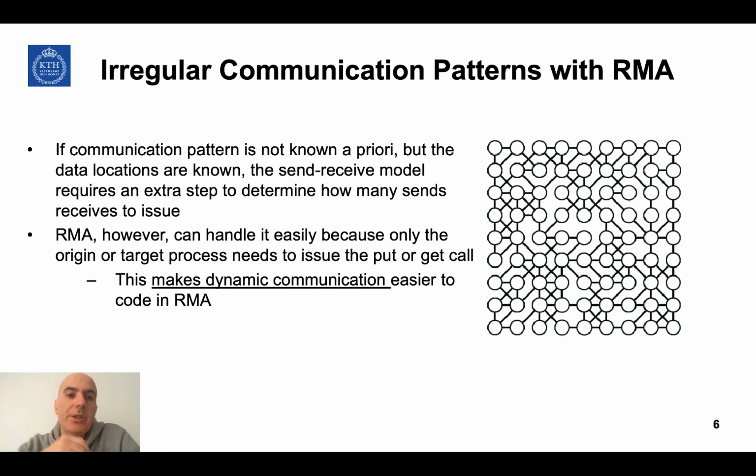If the communication pattern is not known a priori, but the data locations are known, for instance in a distributed graph, the send-receive model requires an extra step to determine how many sends and receives to issue. However, RMA can handle this quite easily because only the origin or the target process needs to issue the put or the get call. This makes dynamic communication much easier to program.